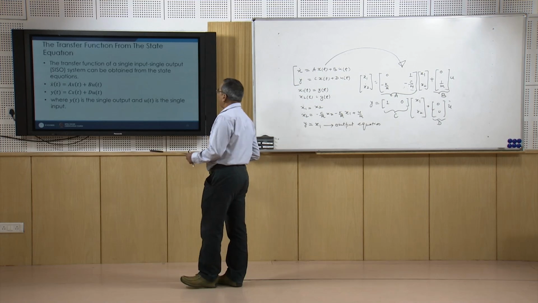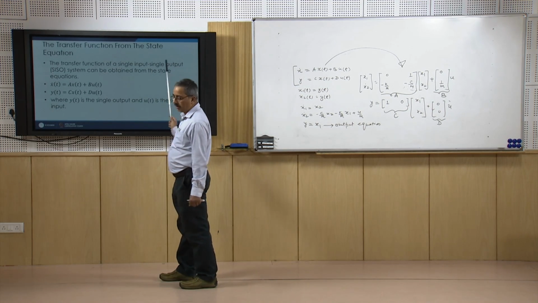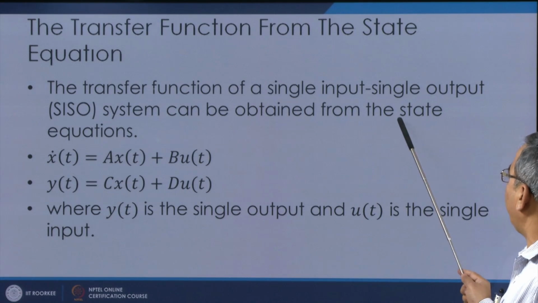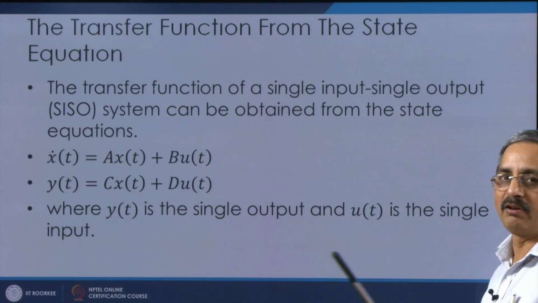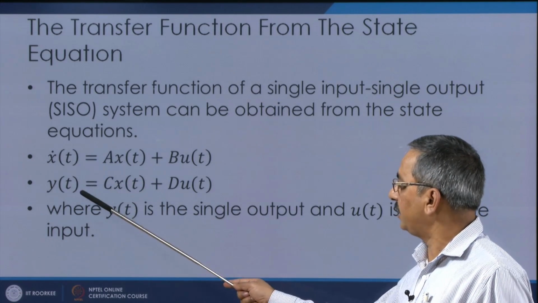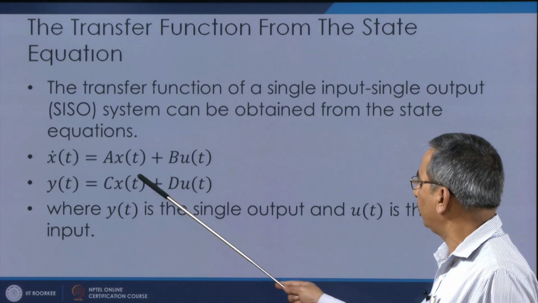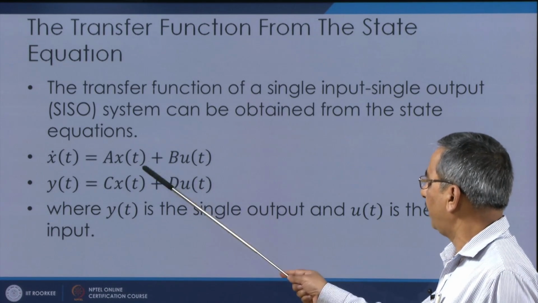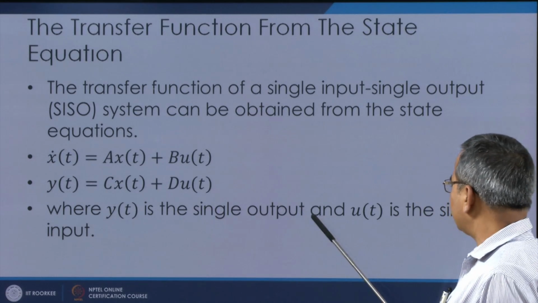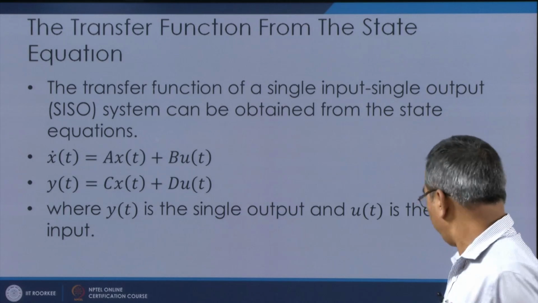So, the transfer function of a single input single output, or SISO, system can be obtained from the state space equation. We have this state equation, and this is our output equation. I have explained all the associated terms A, B, C and D, where y(t) is the single output and u(t) is the single input.